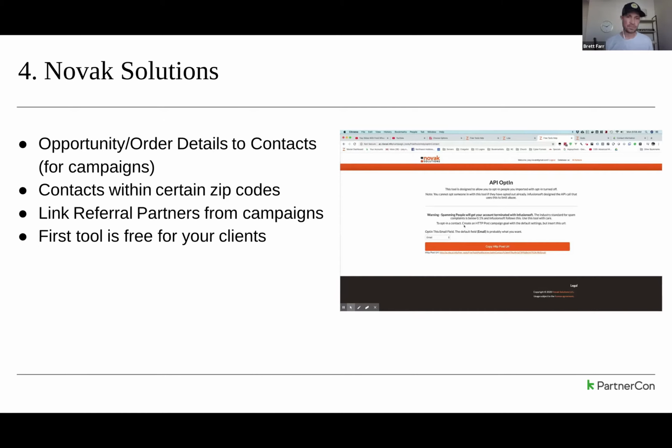Another one that we've used is for linking referral partners from campaigns. In this example, we gave a list of like 10 referral partners a web form where they could choose their own name from the referral partner drop down. We don't have to worry about cookies or anything like that. Once they did that, we chose through Decision Diamond which referral partner that person needed to be assigned to, and Novak Solutions handled the linking of that referral partner.